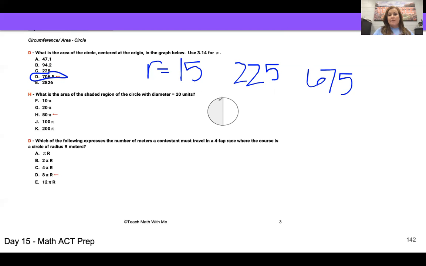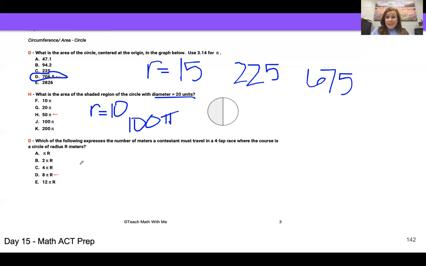Here, what is the area of the shaded region? And the shaded region is half. So we calculate the area of the circle and divide by 2. It's got a diameter of 20 units, so that means the radius is 10. So 10 times 10 is 100. So it has an area of 100 pi. When we divide that by 2, we get 50 pi.